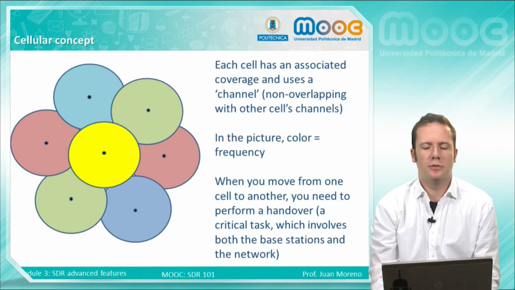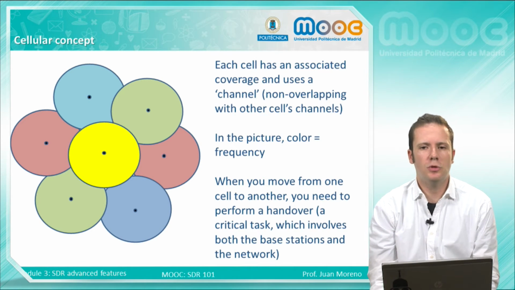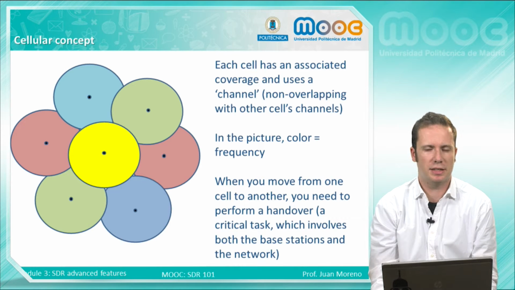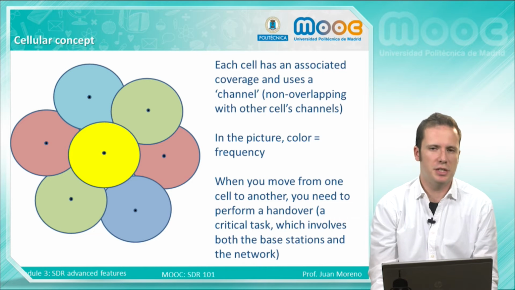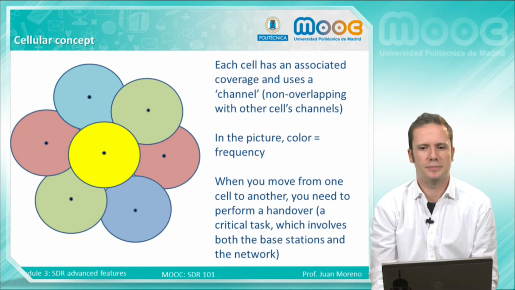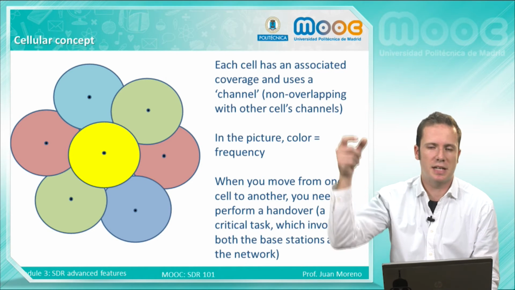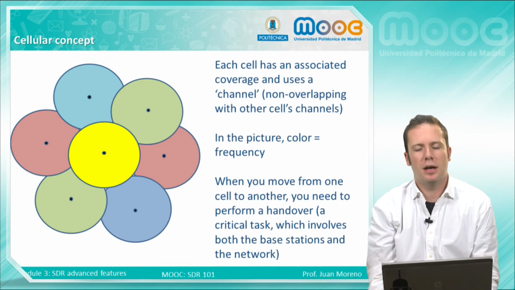When you move, if you are using a mobile phone, you move from one cell to the other, you need to perform a handover. This handover implies that all the communication sessions that are already running in your terminal, in your mobile phone, have to be transferred from the origin cell to the destination cell. This procedure, which is critical in mobile communications, involves not only the base stations, this is the towers with the antennas and so on, also the terminals and part of the network.